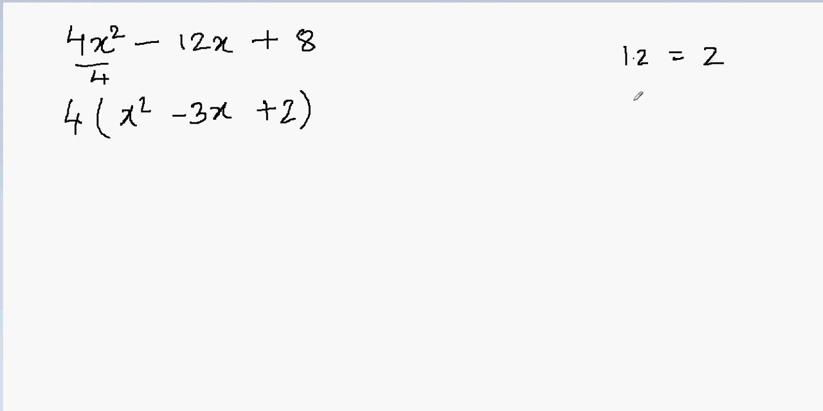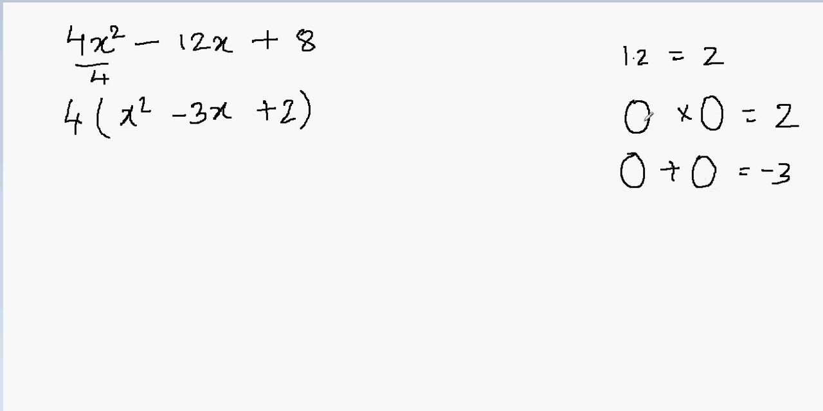Now, you have to think of two numbers which when multiplied should give you positive 2, but when you add these two, they should give you negative 3, which is the middle term. You don't look at the variable, just look at the real number. So when you multiply, you should get 2. And when you add those two numbers, you should get negative 3.